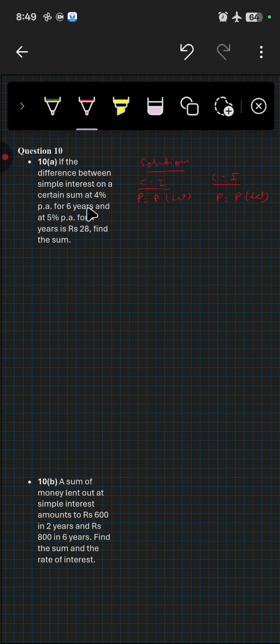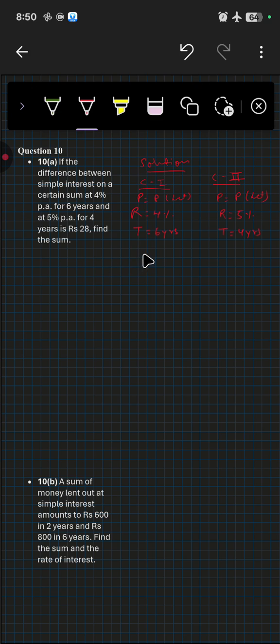Principal is P. Here the rate is given as 4% per annum, and the time is also given as 6 years. In the second case, the rate is again given, 5% per annum, and the time is given as 4 years. This is case 1, case 2.